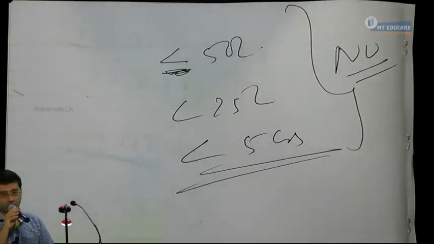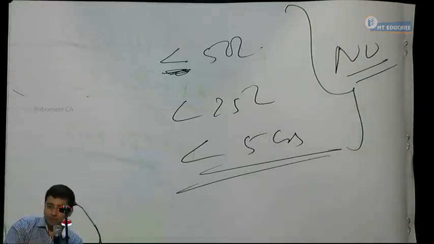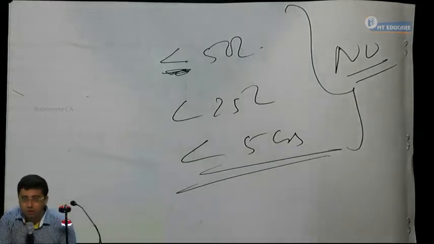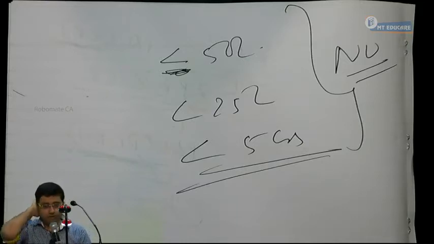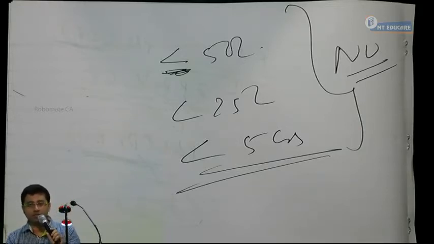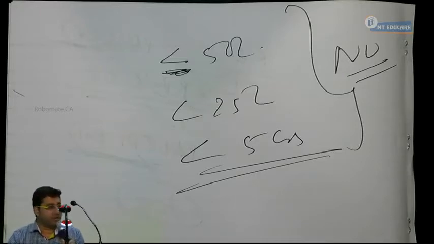CARO contains 21 clauses, which are reported by statutory auditors, if these clauses are applicable to a company. Full stop. Next point.